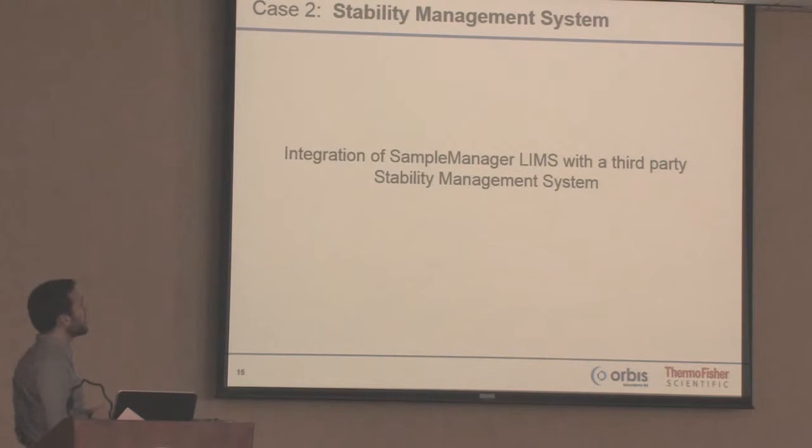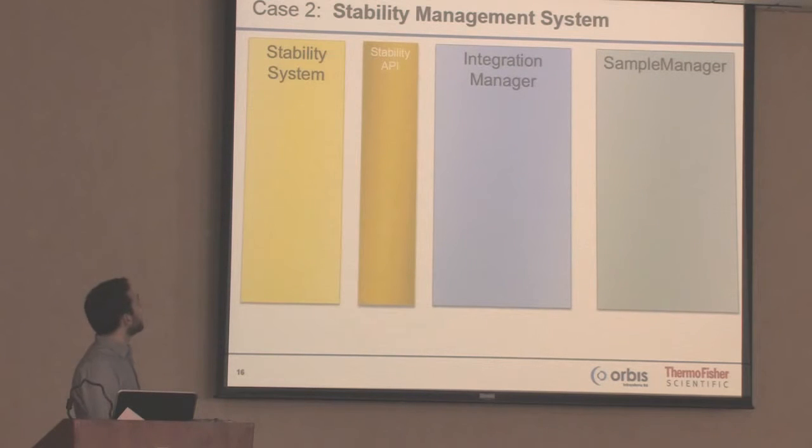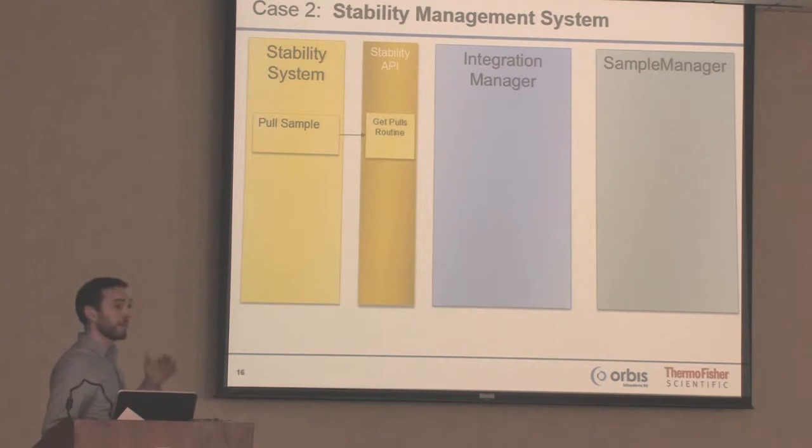Our second case is with the Stability Management System. So we're integrating this with Sample Manager. Here we have a stability system, our Integration Manager, and our Sample Manager. And we have this stability API, which is an application product interface. The stability management system came with this product interface that enabled writing and reading of results. How this interface worked was a sample would be pulled within the stability management system. The API would get these pulls using a get pulls routine.